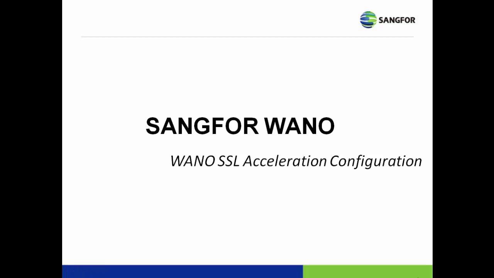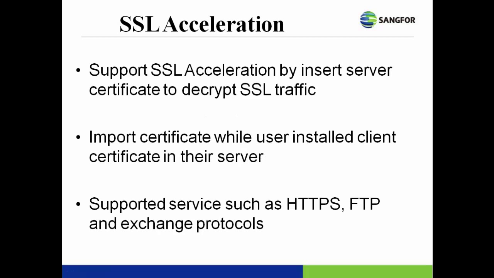WANO SSL acceleration configuration. WANO supports SSL acceleration by importing a server certificate to decrypt SSL traffic. WANO must be able to identify the content before acceleration. Users have to import the server certificate installer in their server. Importing the certificate helps WANO identify what type of traffic is being encrypted by the private key and accelerate it. Mostly encrypted services such as HTTPS, FTP, and Exchange protocol will be supported in WANO.